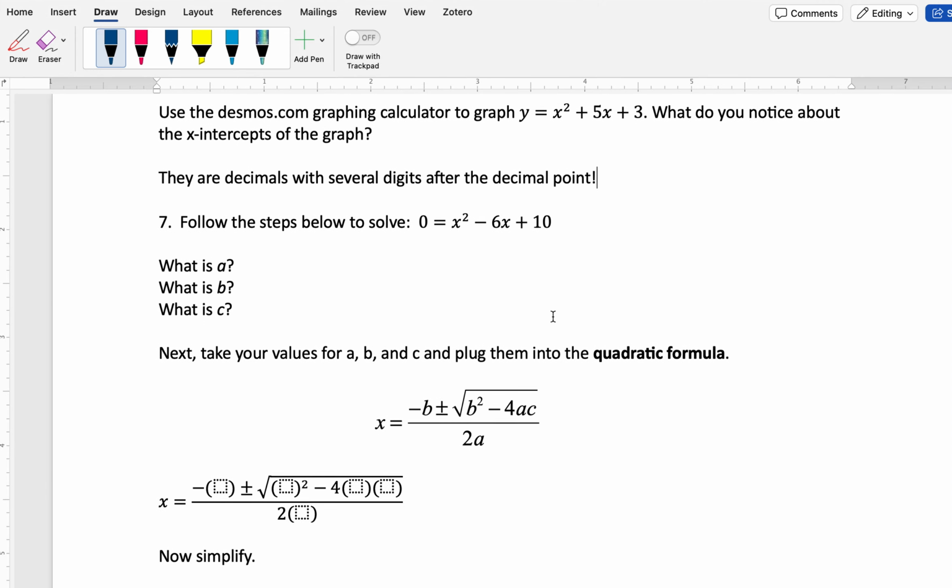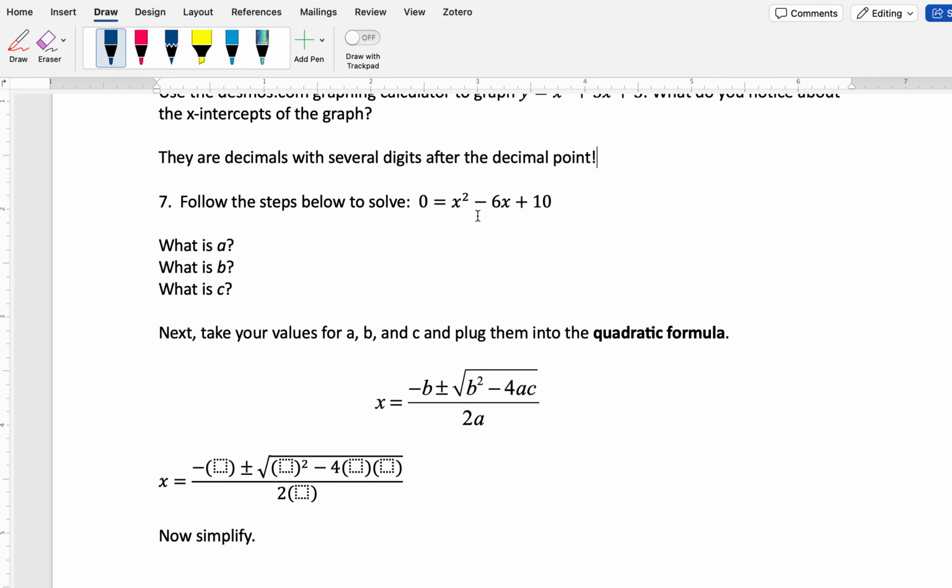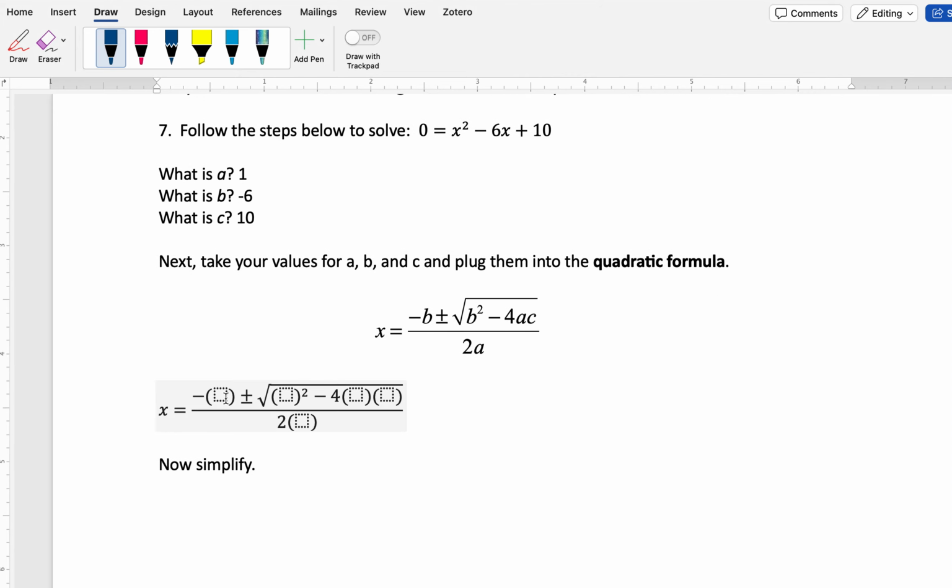So we're going to do another example here. This one is x squared minus 6x plus 10. So again, we're going to identify a, b, and c. A is 1, b is negative 6, and c is positive 10. Then we will plug in. So we're plugging in negative 6 for b. We are plugging in 1 for a, and we're plugging in 10 for c.